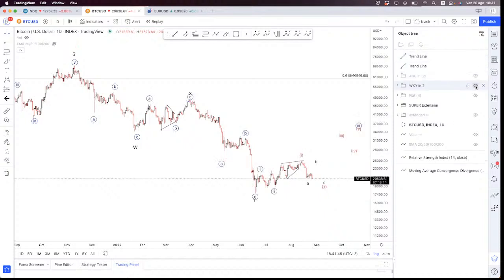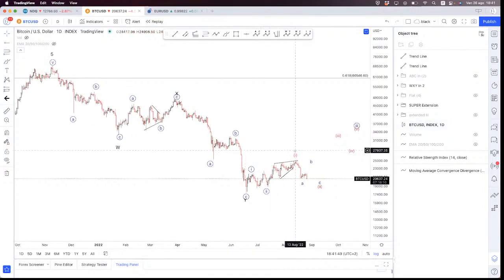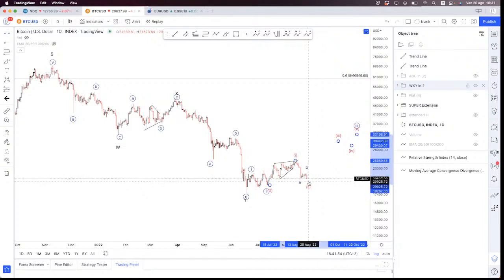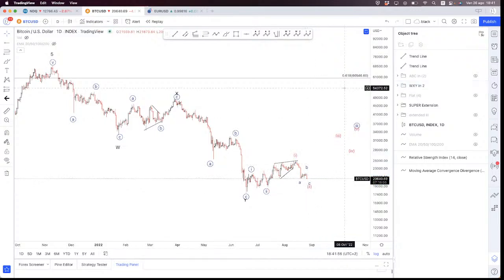The other way to look at it is a double XY. So double XY completed 1, 2, and then again, not 1, 2, maybe 1, A, B, C. So if this is a count, we need to move higher, and we need to move higher fast and soon. And then, yeah, those are the only options.